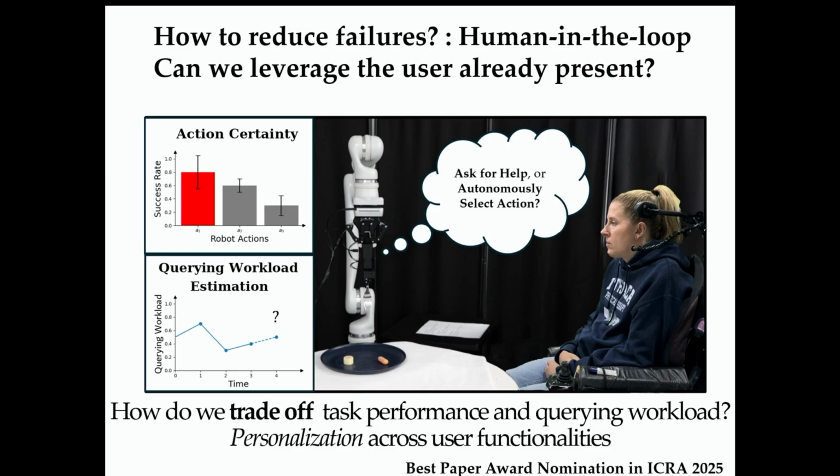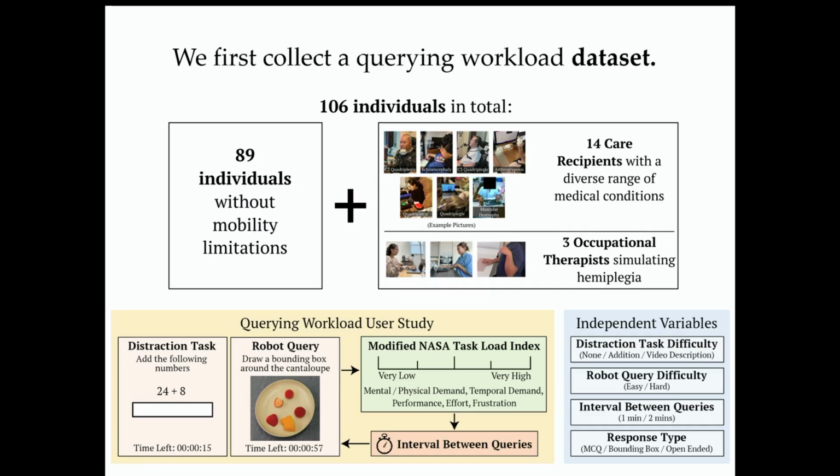But here, every query that you ask a human also imposes querying workload. So how do you balance between these two objectives, to do the task properly, but without imposing too much querying workload? To do that, first we collected a lot of data of different kinds of querying failures that can happen in this feeding scenario, and different kinds of feedback that a person may need to give.